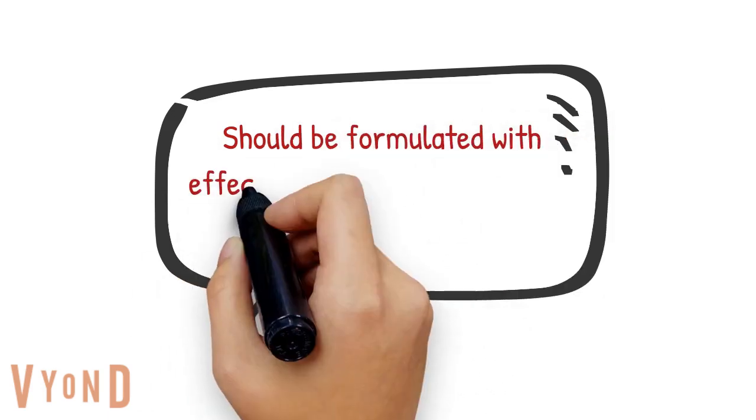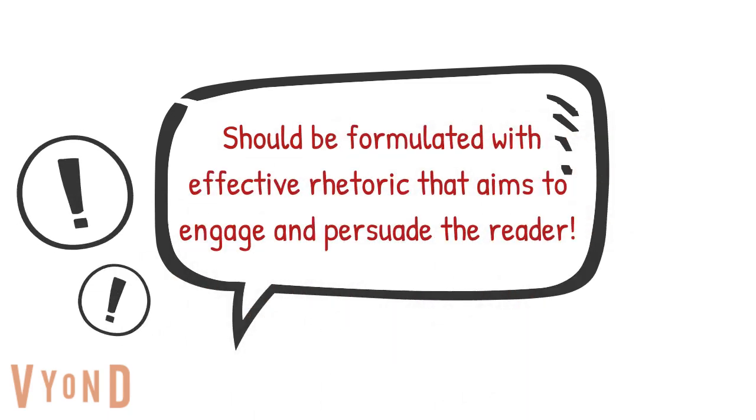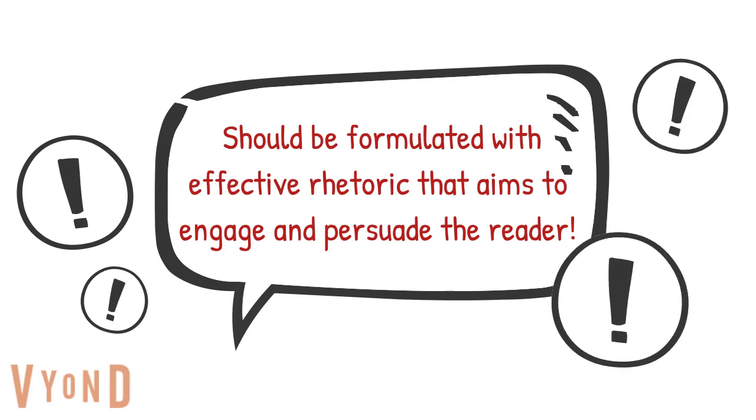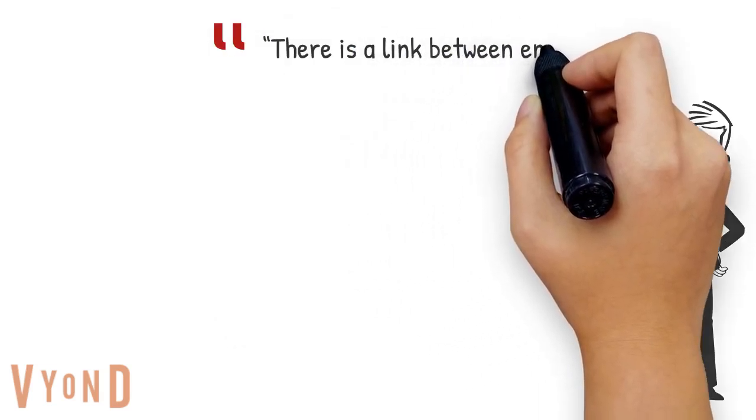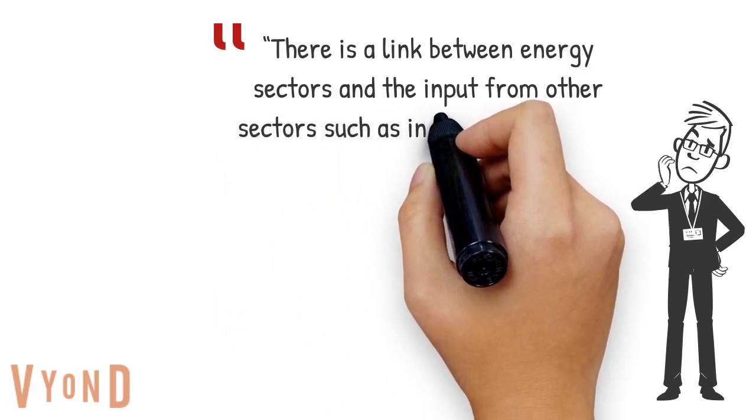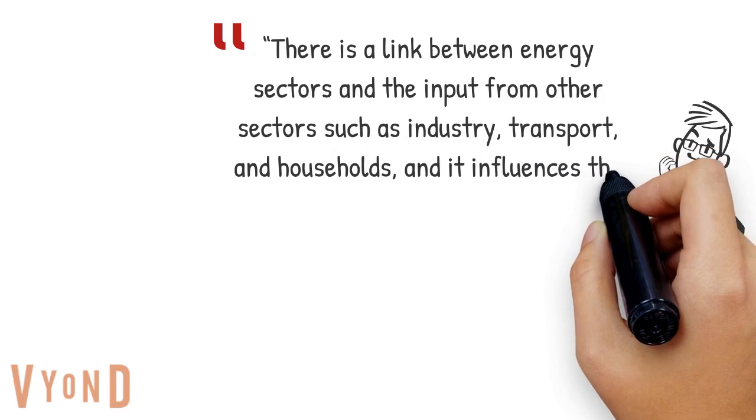In order to articulate an argument in a thesis statement, it should be formulated with effective rhetoric that aims to engage and persuade the reader, rather than simply stating an idea. Here is an example of a weak thesis statement. There is a link between energy sectors and the input from other sectors such as industry, transport, and household, and it influences the demand for energy.